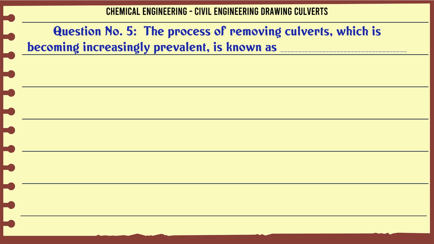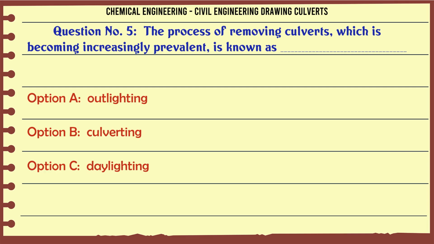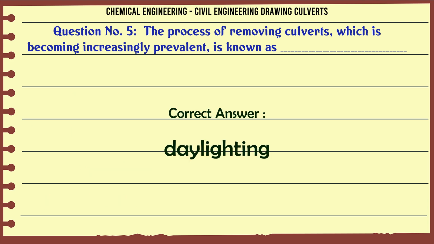The process of removing culverts, which is becoming increasingly prevalent, is known as A. Outlighting. B. Culverting. C. Daylighting. D. Inlighting. The correct answer is daylighting.